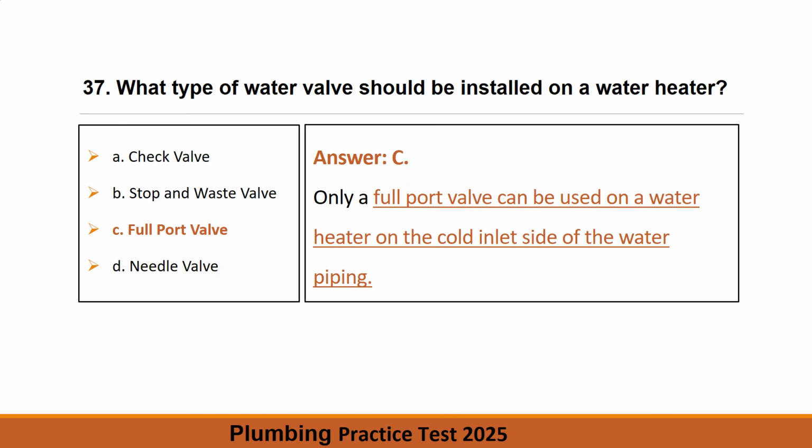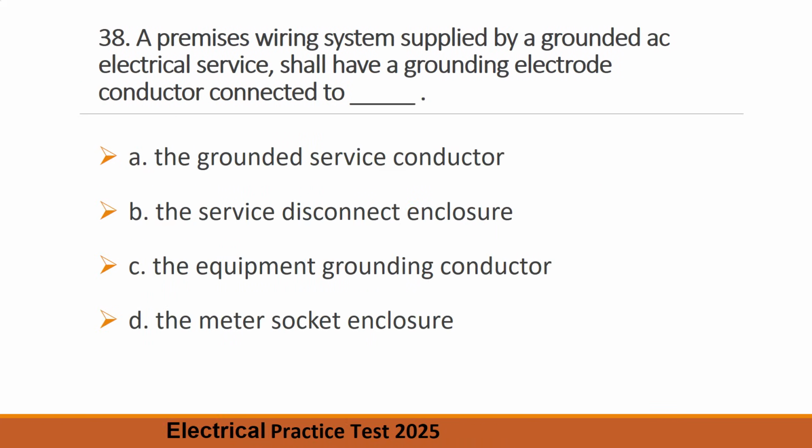Answer, C. Only a full port valve can be used on a water heater on the cold inlet side of the water piping. 38. A premises wiring system supplied by a grounded AC electrical service shall have a grounding electrode conductor connected to A. The grounded service conductor. B. The service disconnect enclosure. C. The equipment grounding conductor. D. The meter socket enclosure.